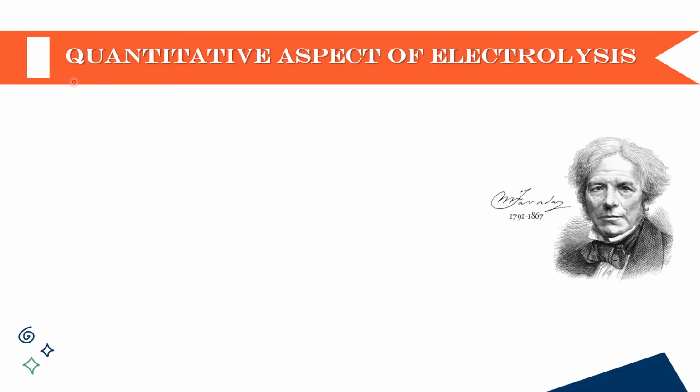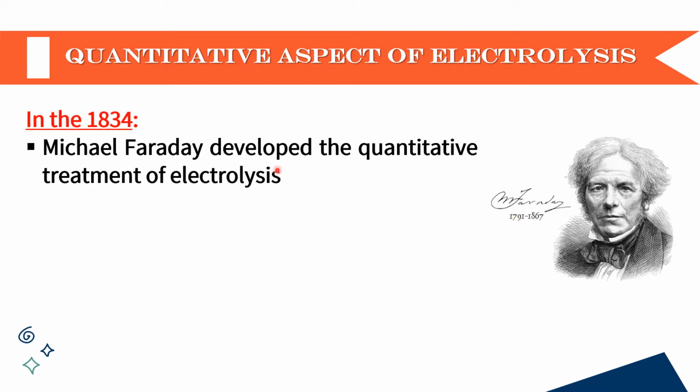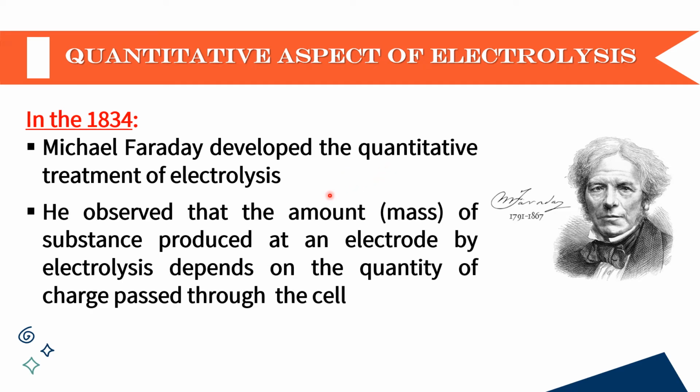First, let's discuss about the quantitative aspect of electrolysis. So, the picture that you see over here, this is Michael Faraday. And in 1834, Michael Faraday developed the quantitative treatment of electrolysis. He observed that the amount, which is the mass of the substance produced at an electrode by electrolysis, depends on the quantity of charge passed through the cell.